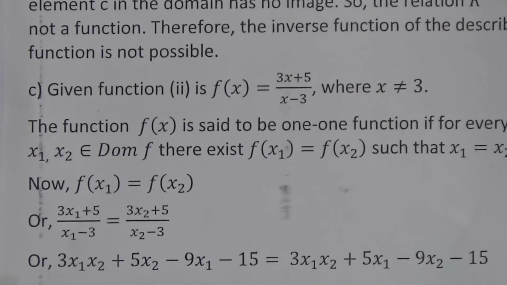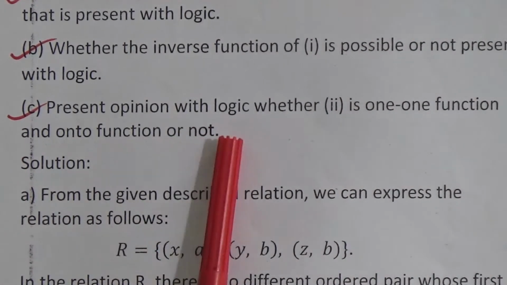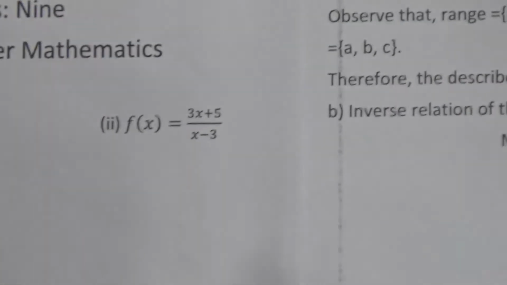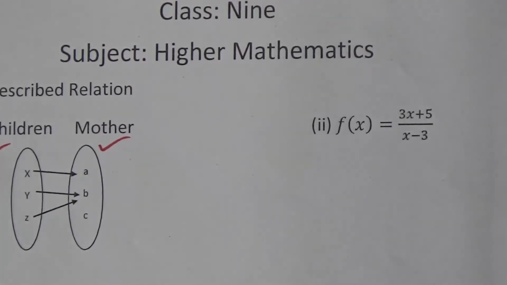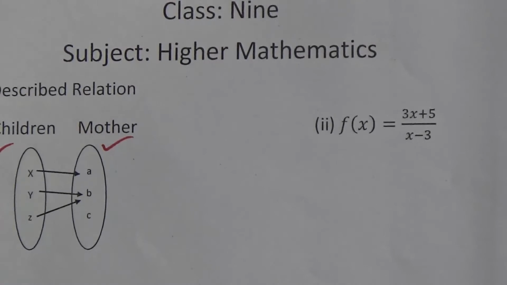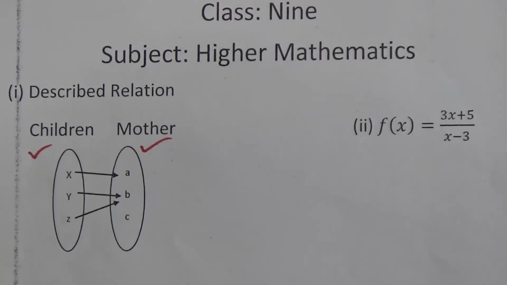What is question C? Present opinion with logic whether 2 is a one-one function and onto function or not. It means that we have to check the given function in 2 is one-one or onto or not. Dear students, you know a function is said to be one-one if we get two different elements in domain, we will get different images. If the images are same, then the elements will be also same. Using this technique, we can check whether the given function is one-one or not.